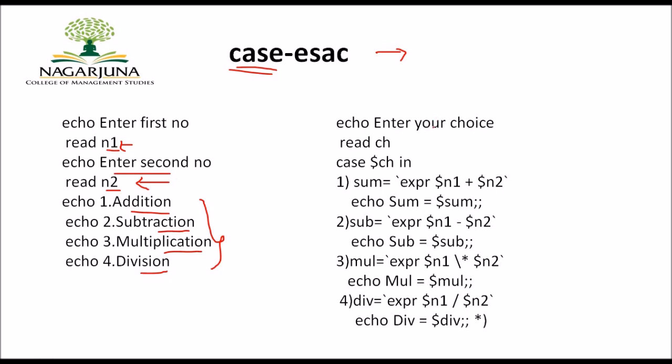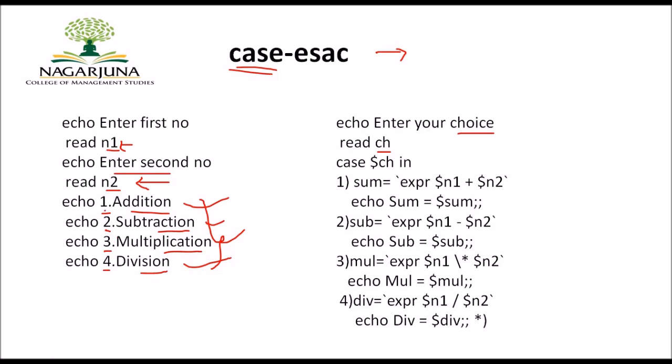So now I'll ask which among these four is your choice. Either I can perform addition, or subtraction, or multiplication, or the division for that case. So I'll just enter which among these is my choice. ch is a variable which will hold your choice value, where the value of ch might be 1, or it might be 2, or 3, or 4.